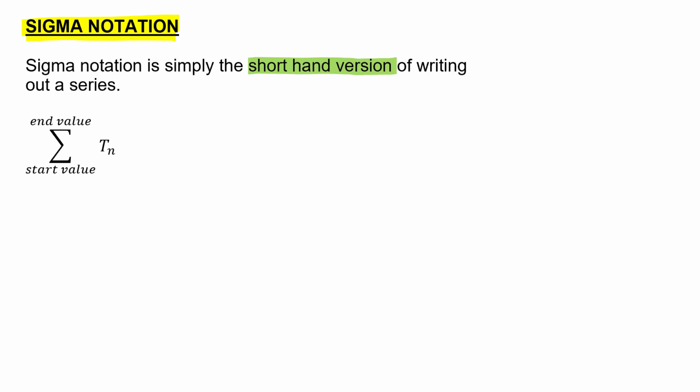So if you had a normal series, let's say something like 3 plus 5 plus 7 plus 9, going on and on and on for 100 terms, you can imagine that that's quite a lot to write out. So instead what we can do is take something like that and write it in sigma notation.